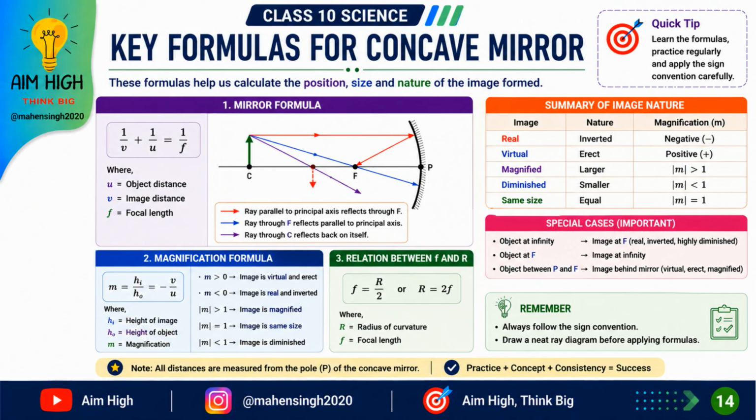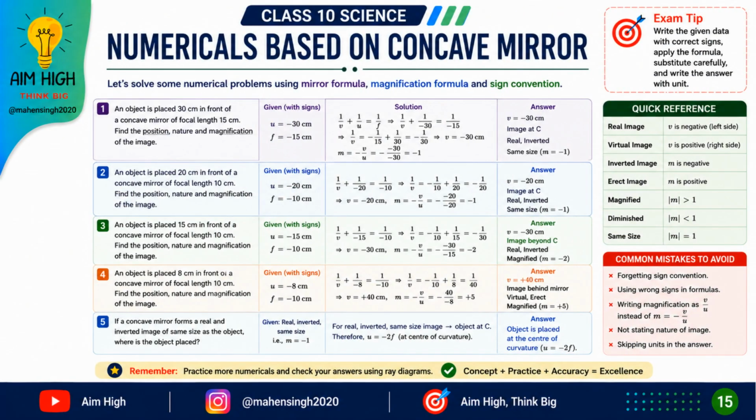The mirror formula relates object distance, image distance, and focal length. Additionally, the magnification formula helps us determine the size and orientation of the image. Always apply signs carefully. Finally, practice using these formulas with numerical examples. Always write down the given data with correct signs, solve carefully, and include the proper units for your final answer.